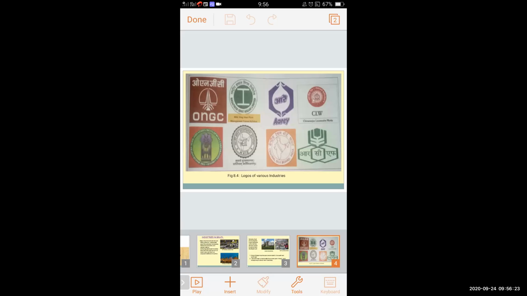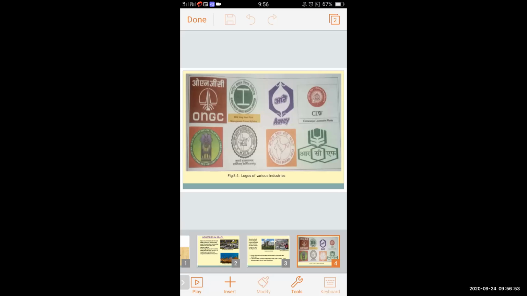Next is the Maharashtra Agro Industries Development Corporation. It is related to agro industries, meaning related to agriculture. All the raw material used by these industries is obtained from the agriculture process, for example, food grain.